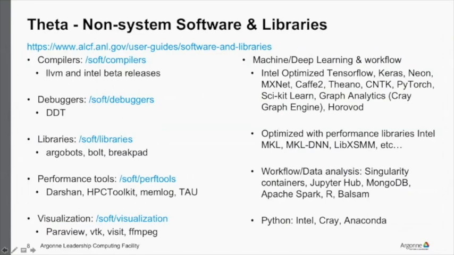Additionally, there are a number of machine and deep learning and workflow software and libraries available on the machine. I won't go through the full list, but you'll notice that a handful of these have been selected for presentations at the workshop. Many of these tools and libraries are optimized with performance libraries, such as MKL or MKL-DNN. There are a handful of workflow and data analysis tools. Singularity containers is one example, Balsam for workflows. And there's a handful of Python installations as well: Cray, Intel, and Anaconda. And so many of these are accessible through the modules.